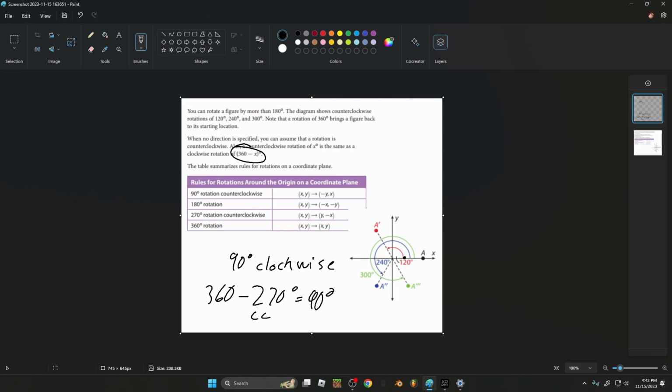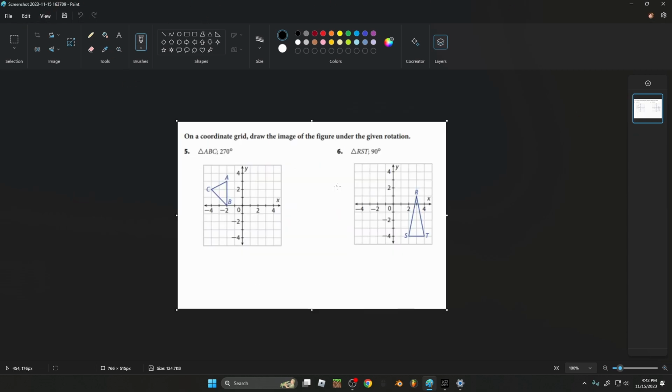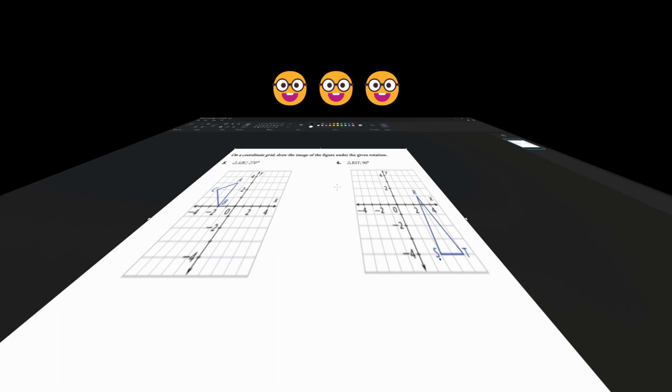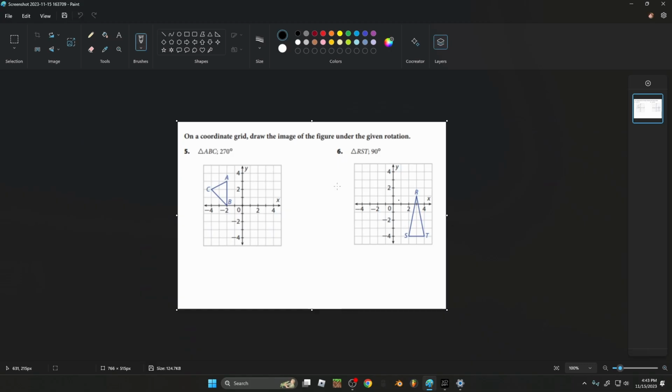So now let's do some examples. Right here, oh man, I don't have the formula, I don't know how to find a rotation. Don't worry, I got you. First of all, you have to assume it's counterclockwise. It's not always going to tell you. Just assume it's counterclockwise unless it tells you clockwise. If it needs to be clockwise, then don't change it.